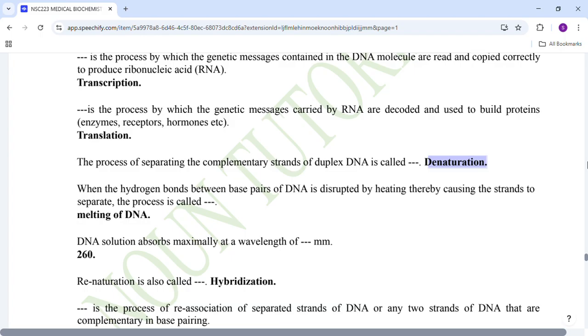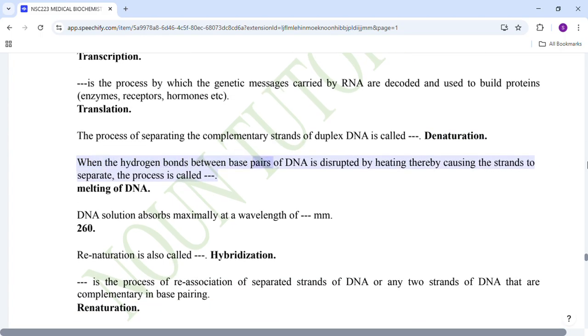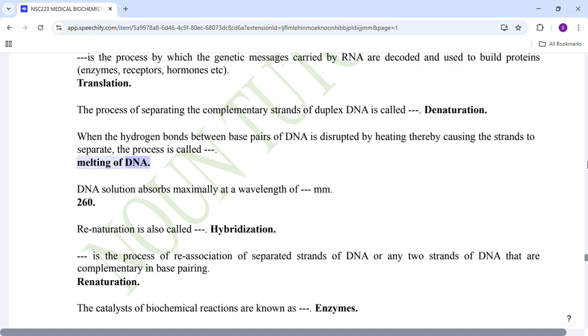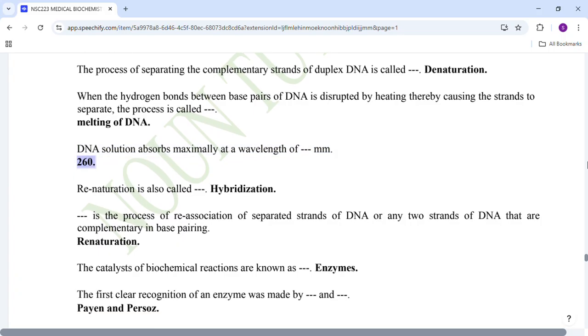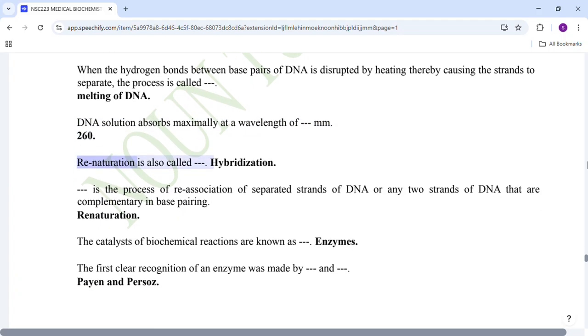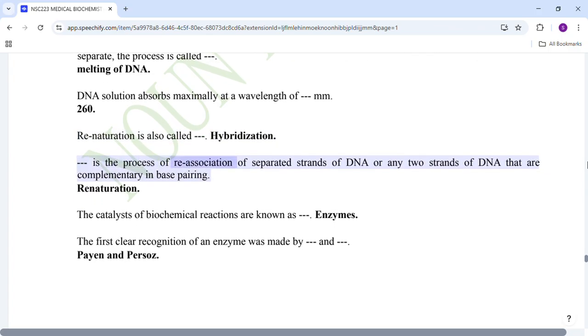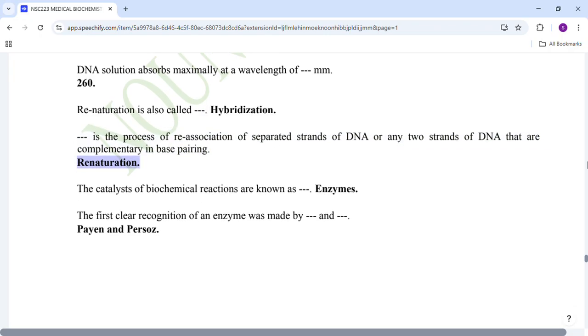Denaturation. When the hydrogen bonds between base pairs of DNA are disrupted by heating, thereby causing the strands to separate, the process is called dash dash. Melting of DNA. DNA solution absorbs maximally at a wavelength of dash nanometers. 260. Renaturation is also called dash dash. Hybridization. Dash is the process of reassociation of separated strands of DNA or any two strands of DNA that are complementary in base pairing. Renaturation.